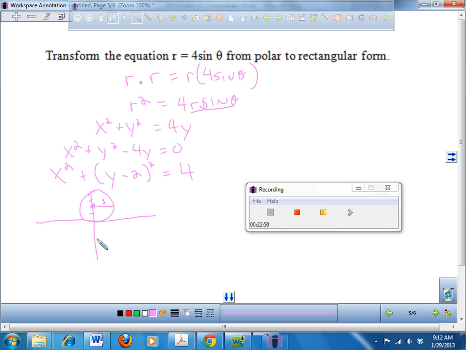Now, you could also graph things in polar form in your calculator. But we're going to save that for later on, because I don't want to mess with that right now. Okay, so you could plug this equation right in. We're not done yet. Where are you going? This is my time. Okay, I got 5 more minutes.